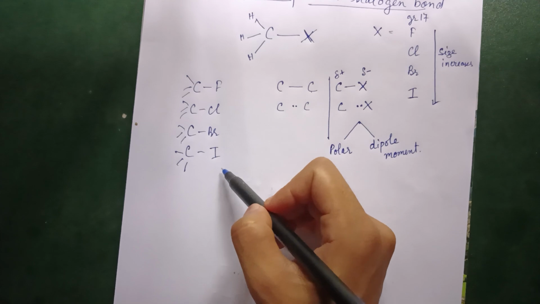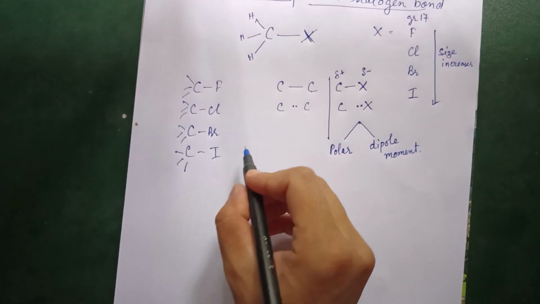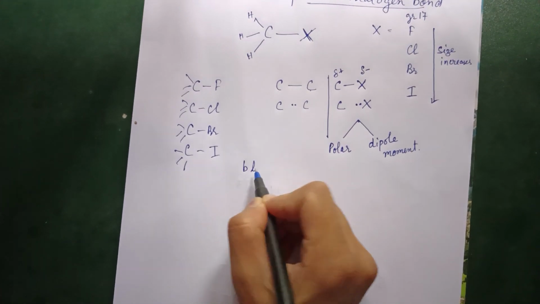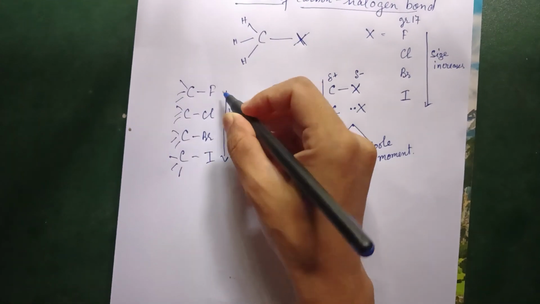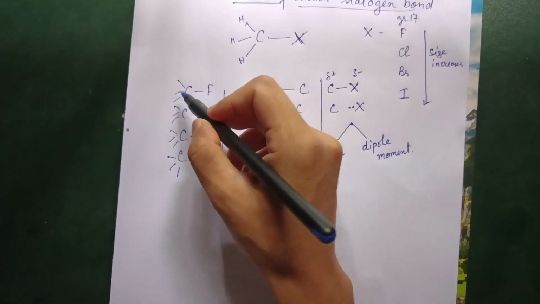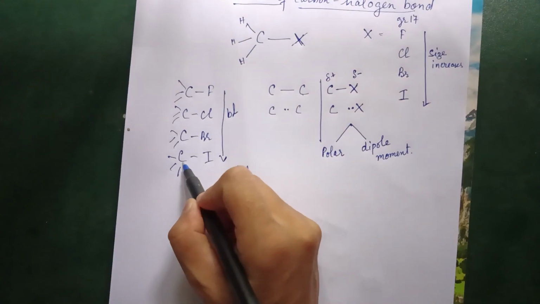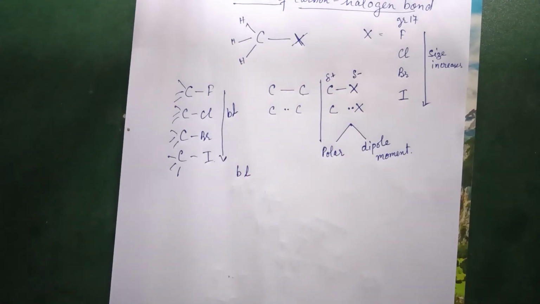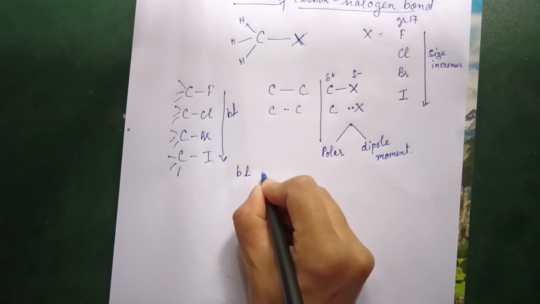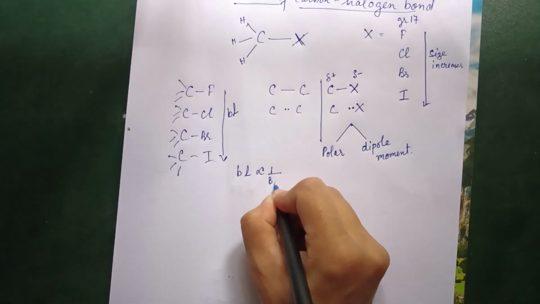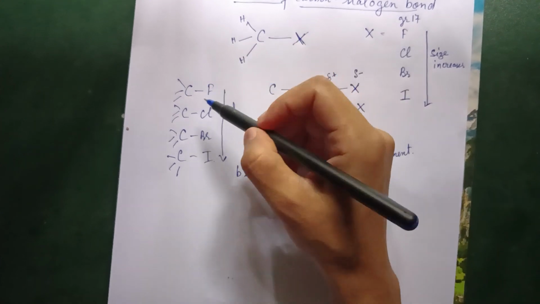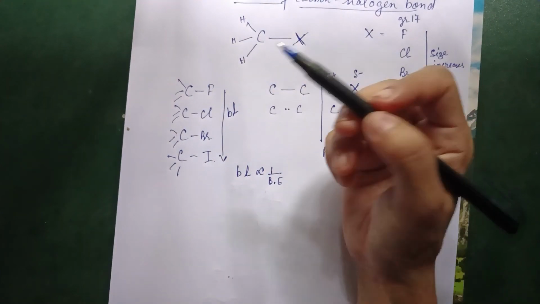As we go down the group, atomic size increases, which means the bond length also increases. From carbon-fluorine downwards, carbon-iodine will have the longest bond length. Now, as bond length and bond energy or bond strength are inversely proportional, let us check which one will have the highest bond energy.